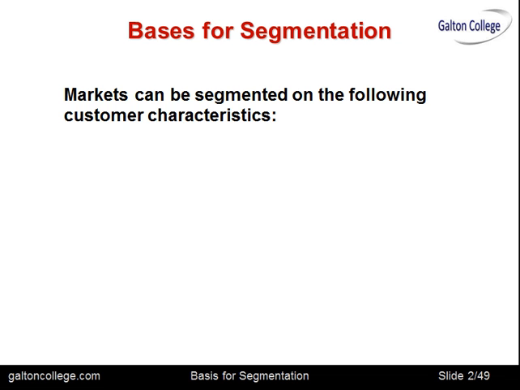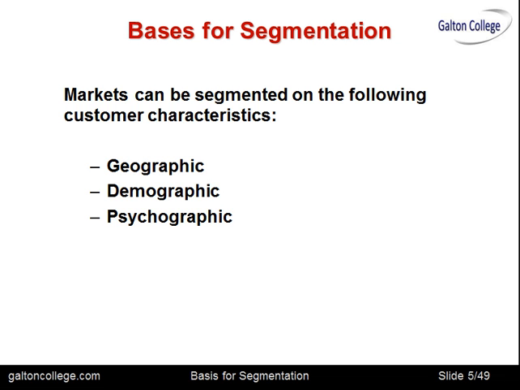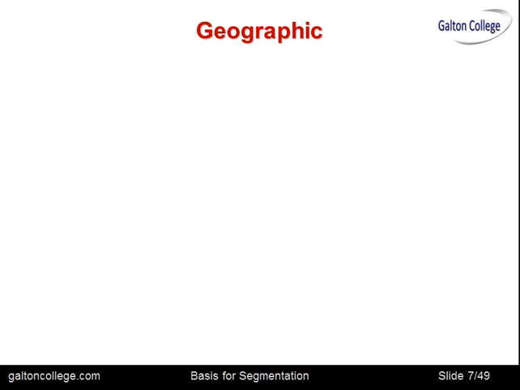Markets may be segmented in various ways. For example, it could be a geographic segmentation, or a demographic, or a psychographic, or a behavioral. Now, these four are the main ways in which markets may be segmented, and these will form the subject matter of the rest of this session. So we'll start with geographic segmentation and see what that means, and see the basis upon which it's based. So we'll start with geographic.